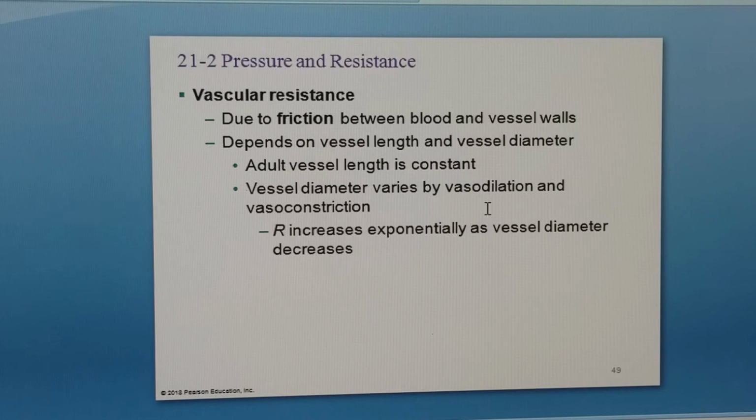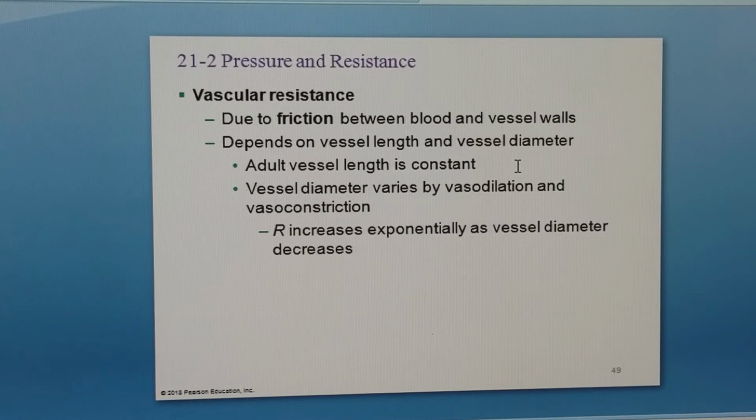Vascular resistance is due to friction between blood and the vessel walls. It depends on the vessel length and the vessel diameter. So length, whether it's short or long, or whether the lumen size is small or large, can play a role in the vascular resistance. The adult vessel length is constant.